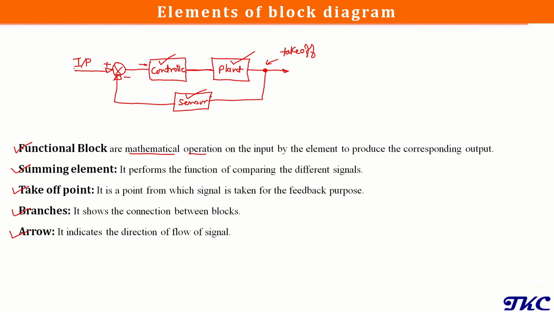The next element that we have is the arrow. The arrow indicates the direction of signal flow. Like here, for the input, the direction of signal flow is from left to right. Similarly, for the output we also have the signal from left to right. But if you see the sensor, we have a signal which is going from right to left, so it is a backward signal. Okay, so the arrow represents the flow of signal.